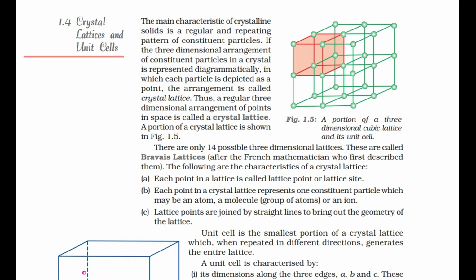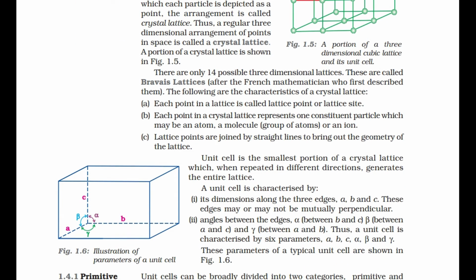If the three-dimensional arrangement of constituent particles in a crystal is represented diagrammatically, in which each particle is depicted as a point, the arrangement is called crystal lattice. Thus, a regular three-dimensional arrangement of points in space is called crystal lattice. A portion of crystal lattice is shown in figure 1.5.